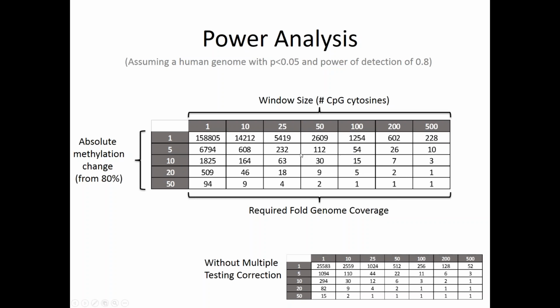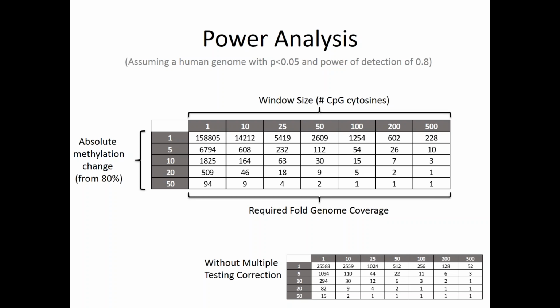And the number that's in the table is the fold coverage of the genome that you would need to have enough statistical power to do that analysis. So if somebody said, well, I want to analyze in a window of 10 cytosines and I want to detect anything up to a 10% methylation change, you can just look up and say, well, 10 cytosines and a 10% change, you're going to need to do 164-fold coverage of the genome in order to do that, at which point they will change their mind about wanting to do one of those things because no one's going to pay to do 164-fold coverage of the genome.